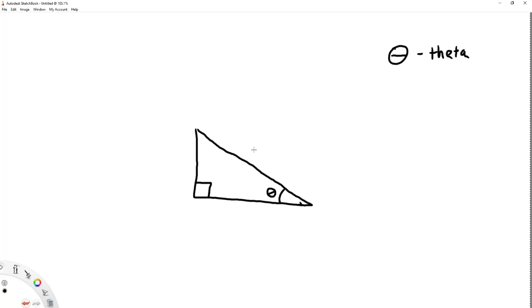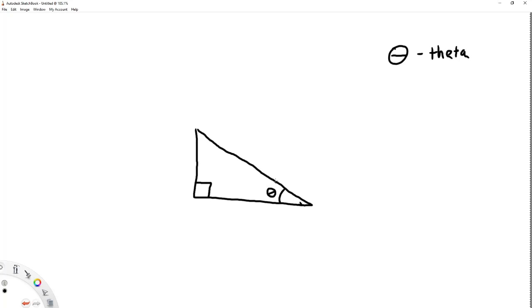Trigonometry is basically a math topic that helps us find angles and distances of triangles, more specifically right triangles. So right here we have a right triangle, obviously with a right angle, and a circle with a line through the middle. This symbol right here is called theta, and its basic function in trigonometry is to act as a point of reference in a triangle.